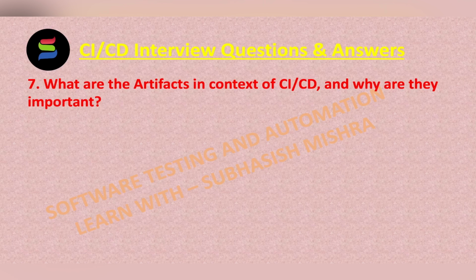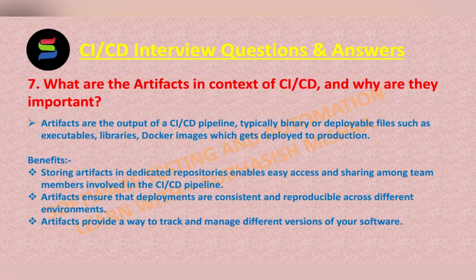What are the artifacts in context of CI/CD and why are they important? Artifacts are the output of a CI/CD pipeline, typically binary or deployable files such as executables, libraries, Docker images, which get deployed to production. Artifacts are important because they represent the end result of the deployment process and that gets deployed to production. So, what are the benefits? Why are these artifacts so important?